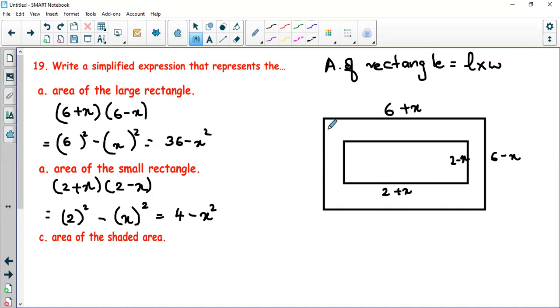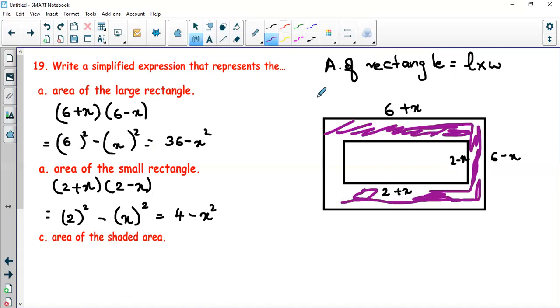Now in your book, if you see, this part is shaded. Let me do it with another color. This part is shaded in your workbook, this whole area except the smaller rectangle. This is the whole shaded part. So they said find the area of the shaded one.